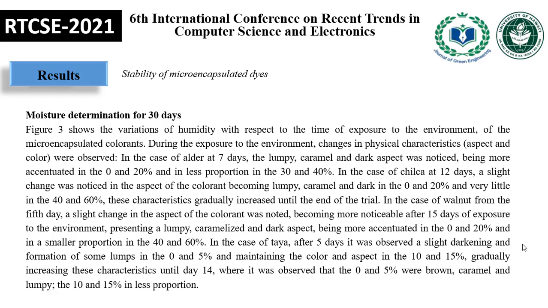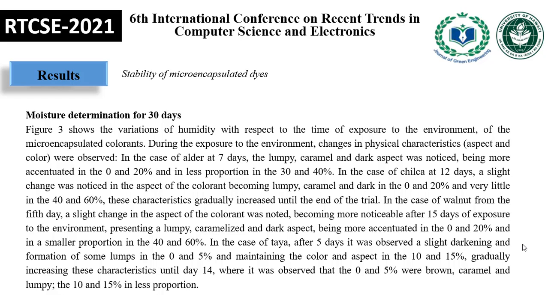In the case of alder, at 7 days, a lumpy, caramel, and dark aspect was noticed, being more accentuated in the 0 and 20% and in less proportion in the 30 and 40%. In the case of chilca, at 12 days, a slight change was noticed in the aspect of the colorant, becoming lumpy, caramel, and dark in the 0 and 20% and very little in the 40 and 60%.